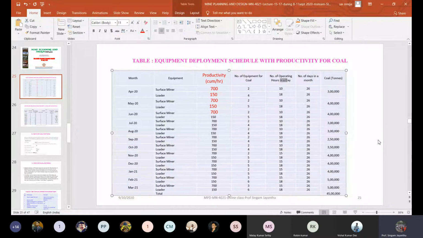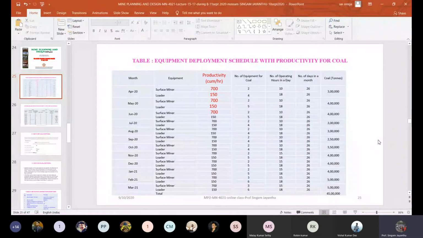While explaining this, I would like to show you the previous one. This is for the coal, as you are seeing here: the productivity for the coal and the monthly schedule of how many machines are required, all to be made in that way.